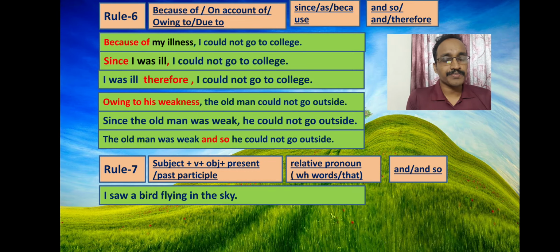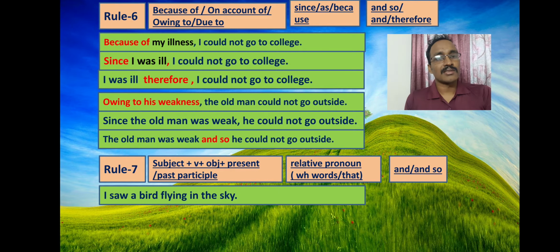Let's see an example. I saw a bird flying in the sky. Here I is the subject, saw is the verb, and a bird is the object. And then there is a participle phrase using ing with a verb, that is, flying in the sky. This is a phrase. Now, how to make it a complex sentence? If we make this phrase into a clause using a WH word, then it will be a complex sentence.